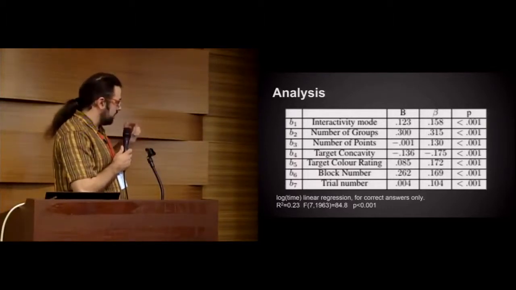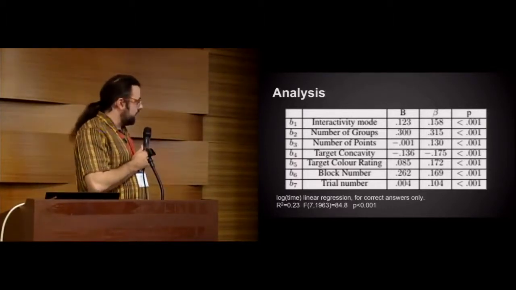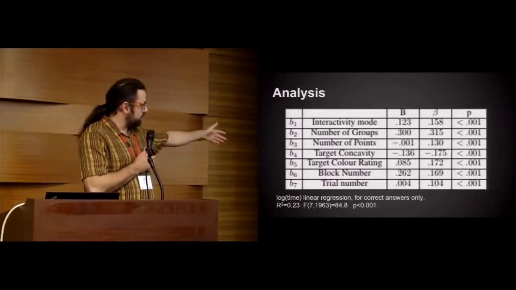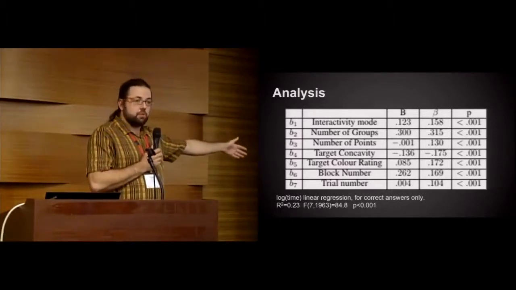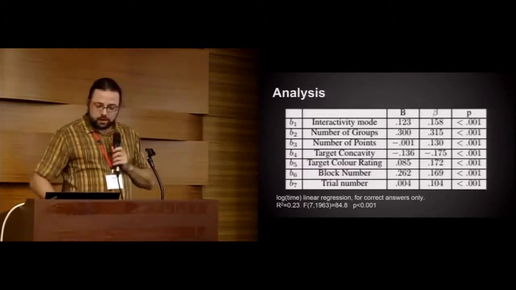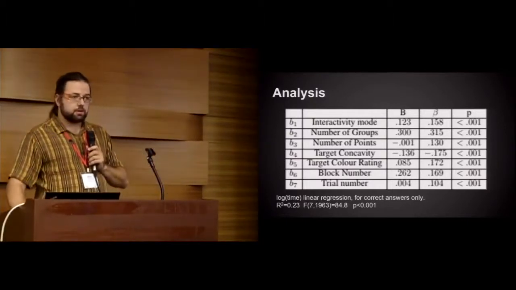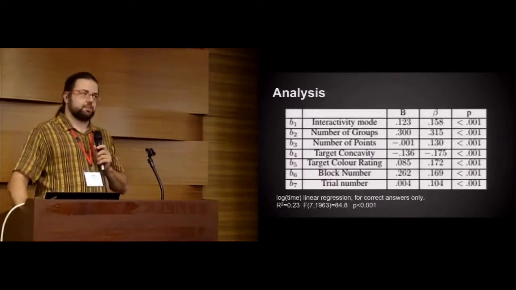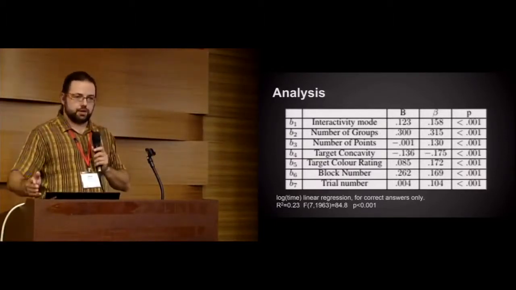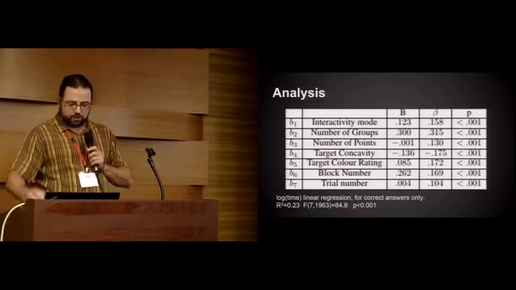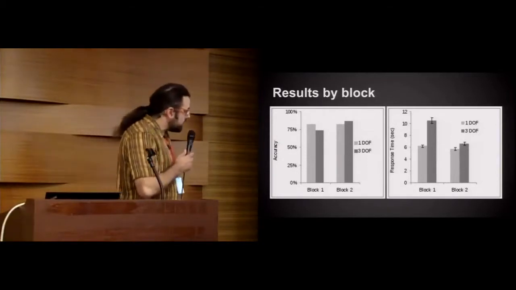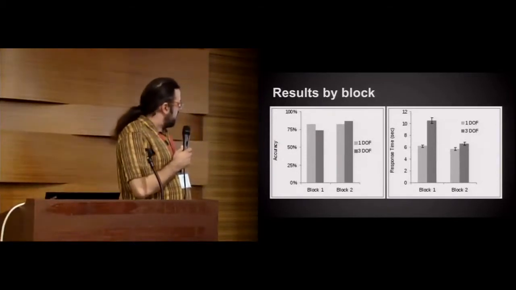However, a more interesting picture is uncovered when you look at the last 2 lines, which are the block number and the trial number. Training was a factor, and when we started analyzing by block number, just basically the first and the second block, where the participants started with 1D and then went over to 3D, or started with 3D and then went over to 1D, we saw a richer, more interesting picture.